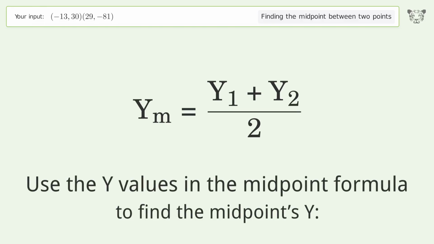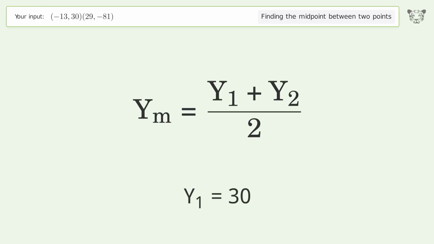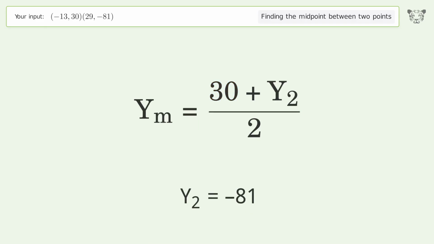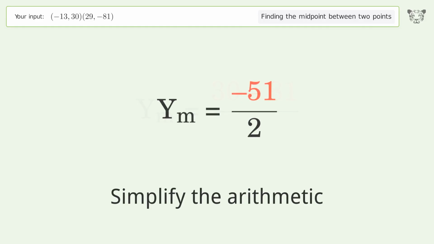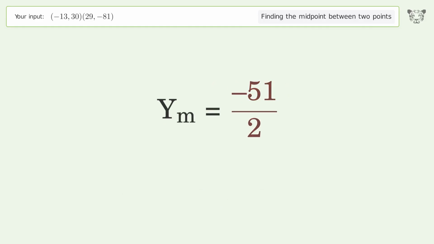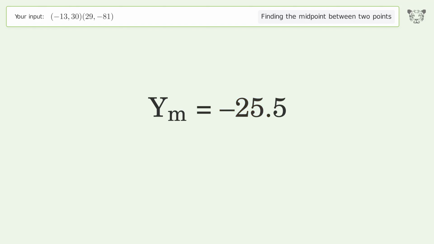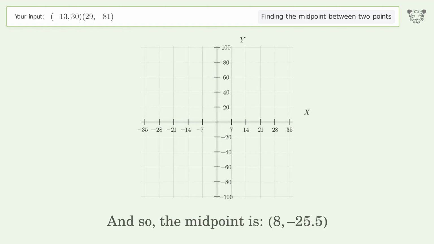Use the y values in the midpoint formula to find the midpoint's y. y1 equals 30. y2 equals -81. Simplify the arithmetic. And so, the midpoint is 8, -25.5.